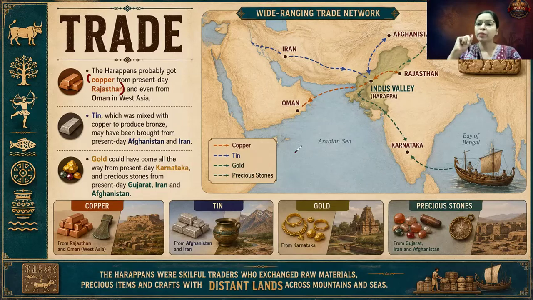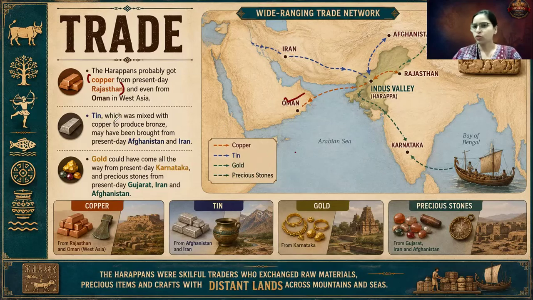And Harappan people literally needed copper on a big scale. The reason was to make the alloy of bronze. Okay, so Harappans used bronze extensively, and in order to make the alloy of bronze, you need copper on a large scale. So from Rajasthan, they got the copper. Then it is also said that they even got copper from Oman, a West Asian country. So from Oman also probably they got the copper.